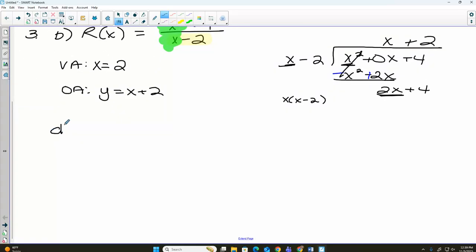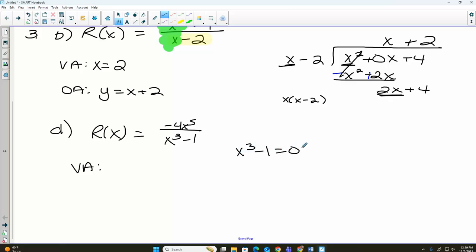On D, so vertical asymptote, what makes the bottom 0? If I set x cubed minus 1 equal to 0, I get x cubed is 1, cube root, so x is 1.